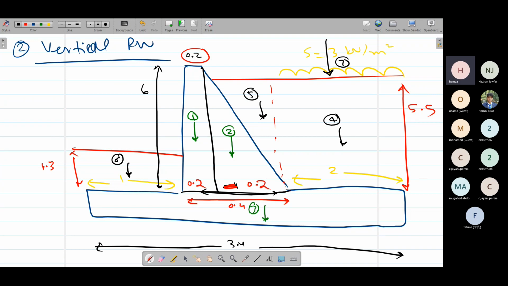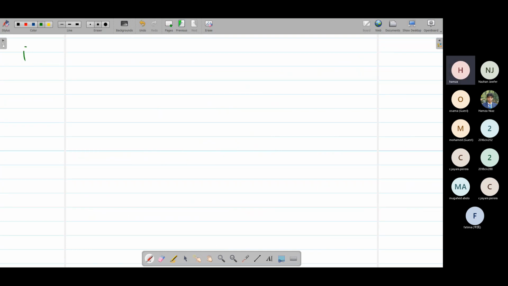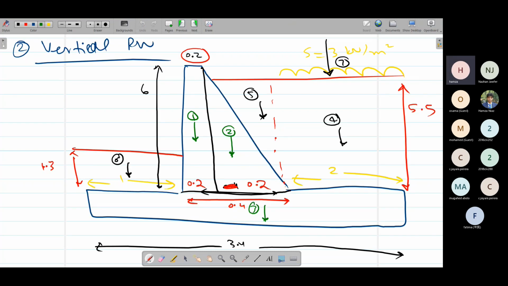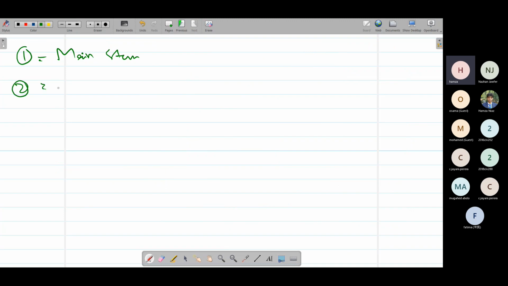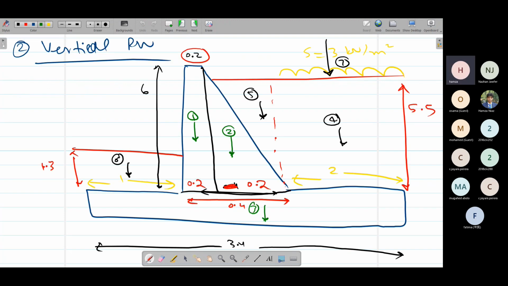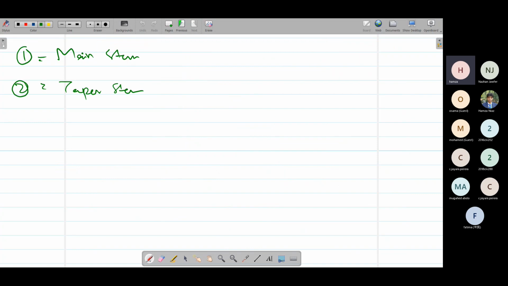First is, if I write this, the first one is main stem. This main stem or rectangular stem portion. The second one is this triangular stem. We can call it taper stem, the tapered portion of the stem. The third portion is the base slab.